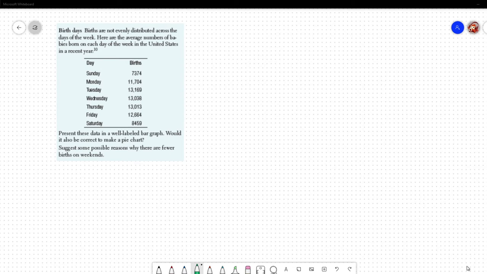Right, howdy. We're back again. So we're going to continue with looking at categorical data, specifically bar graphs and pie charts. I grabbed a problem from the problem set that I'm going to look at here.